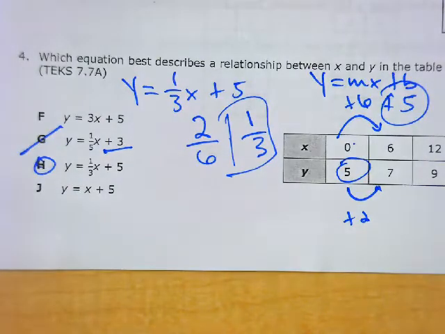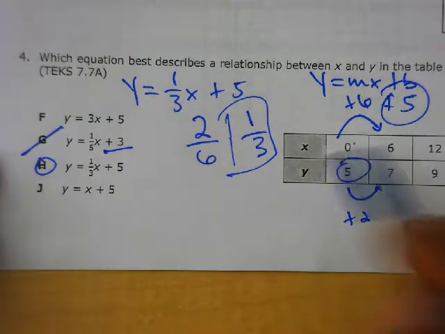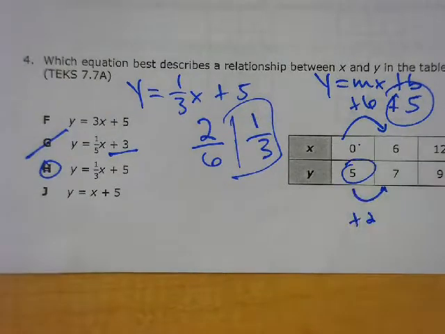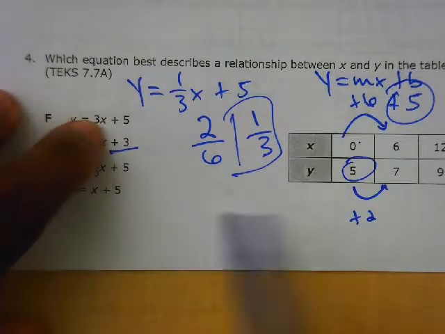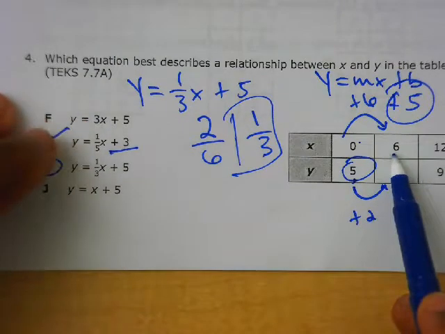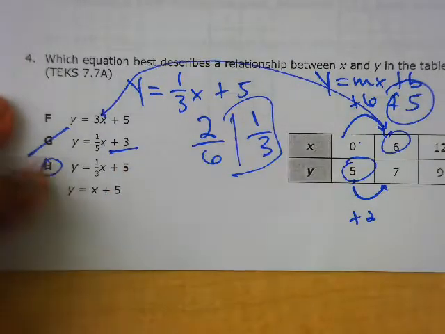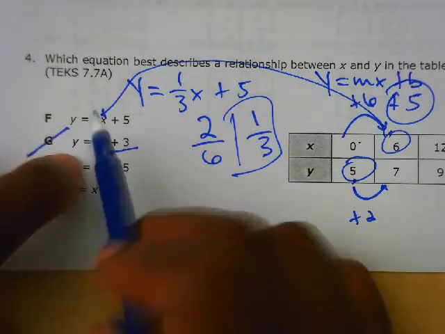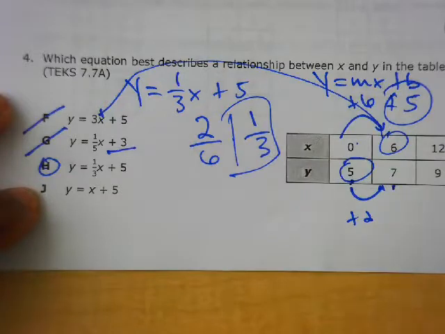Now, if I didn't know how to do that, or let's say I didn't want to take the time to do that, what I could do is plug in each of the x values to see if the y value comes out. For instance, if I plug in 0 into this equation, 3 times 0 is 0, plus 5 does give me 5. But if I plug 6 into that function, 3 times 6 is 18, plus 5 is not 7. So therefore this cannot be the rule for this table.